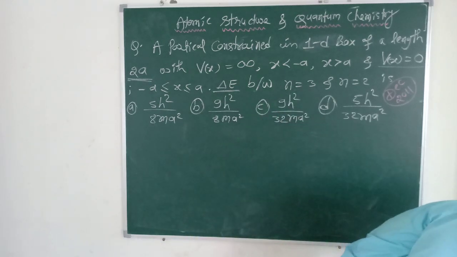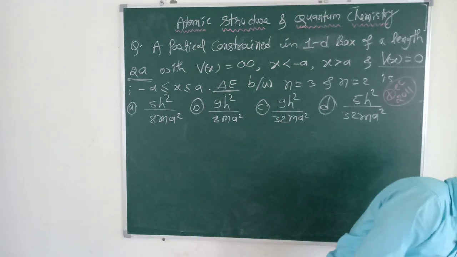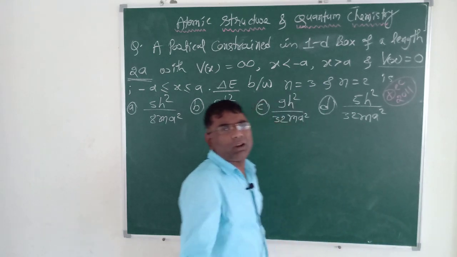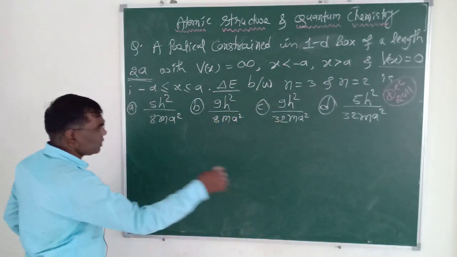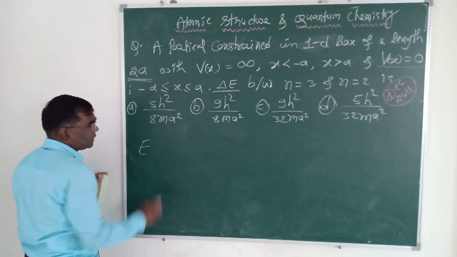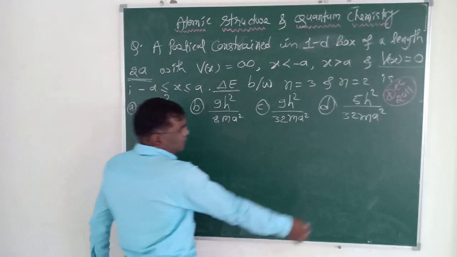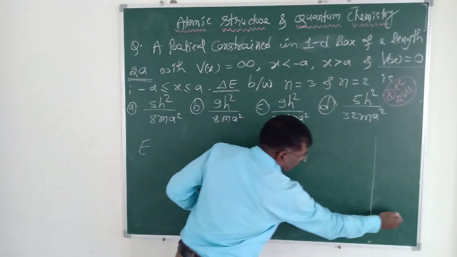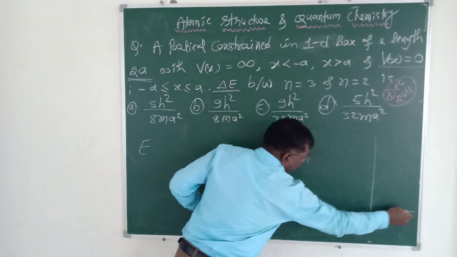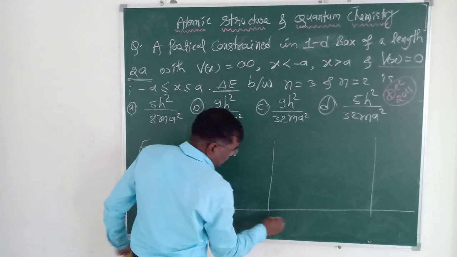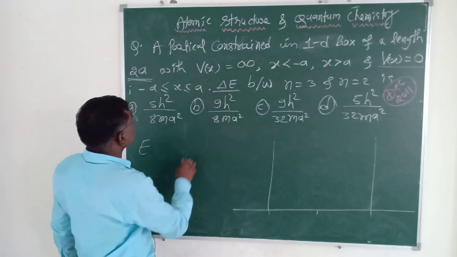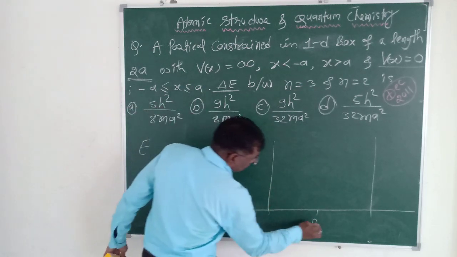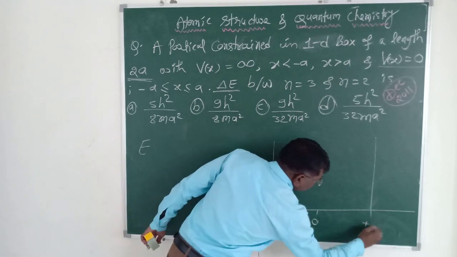So how can we solve the question? We have to solve this question with the help of a simple formula, the formula for the energy of the particle inside the box. First of all, we should discuss something about the box. So suppose this is 0, this is minus a and this is plus a.